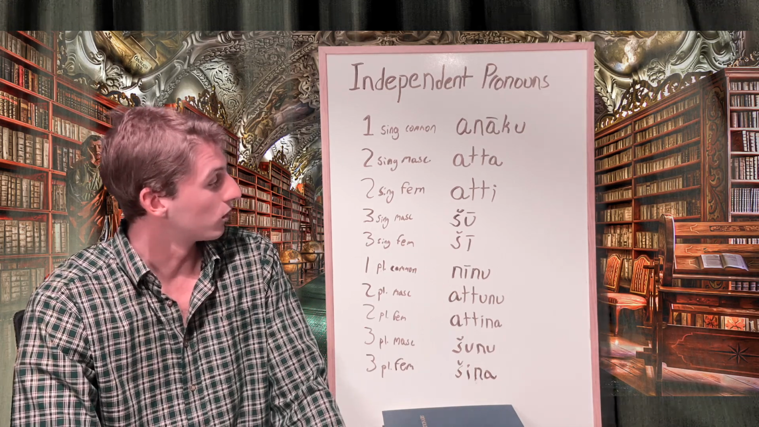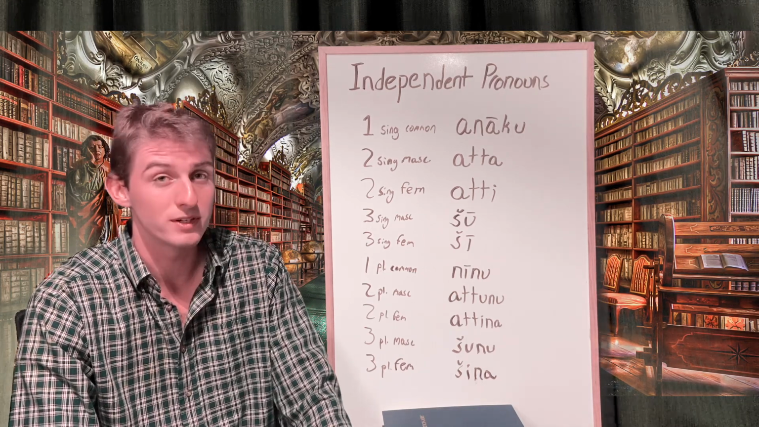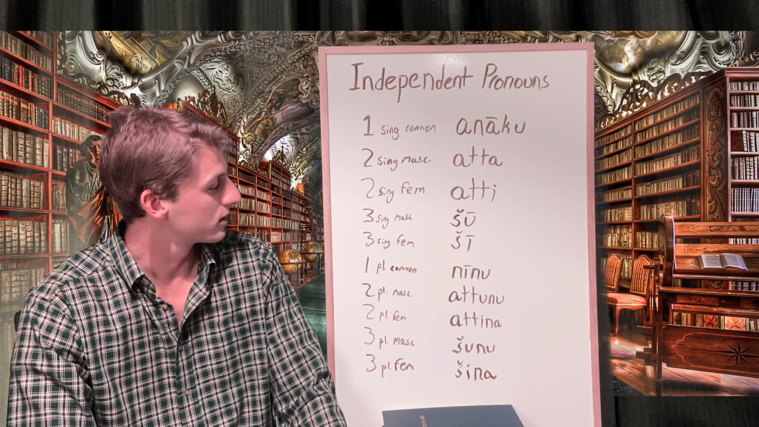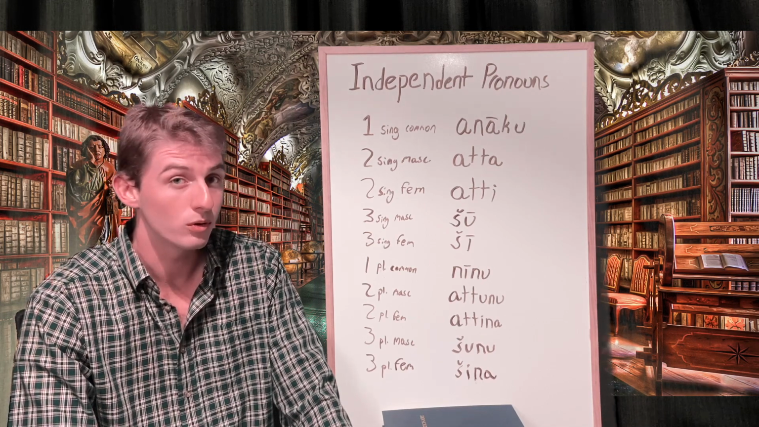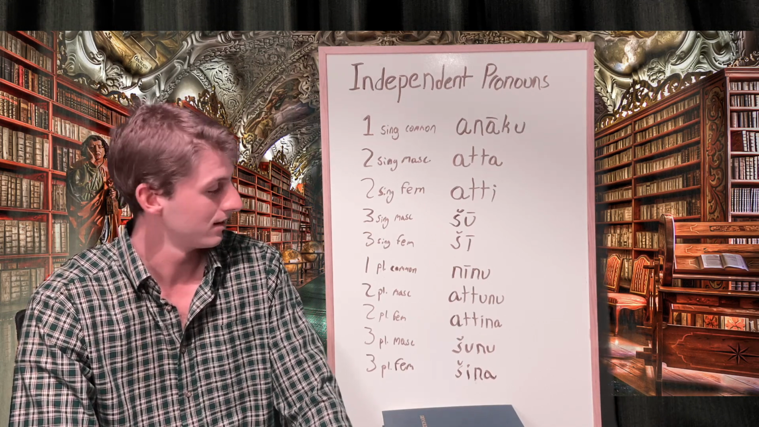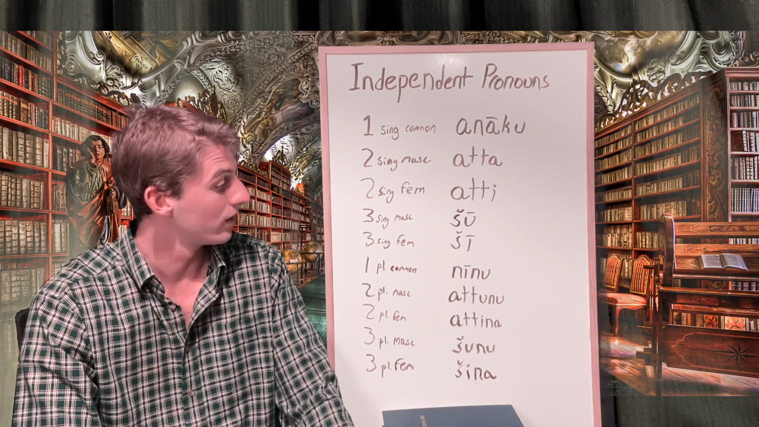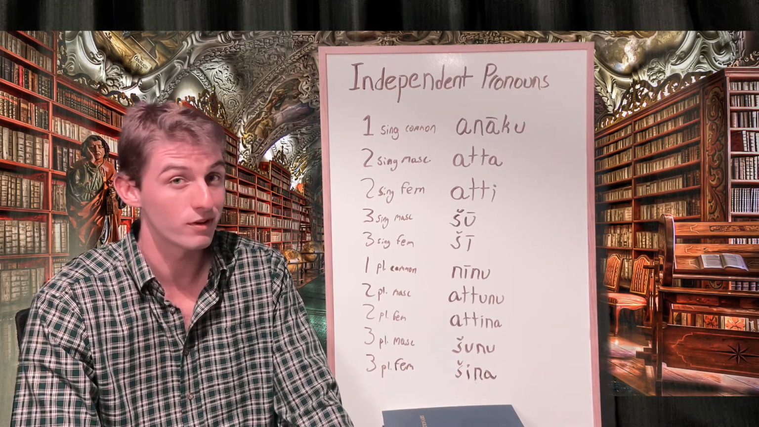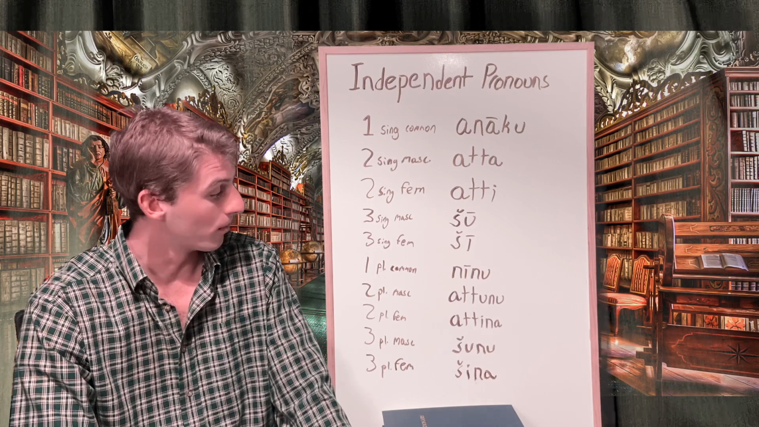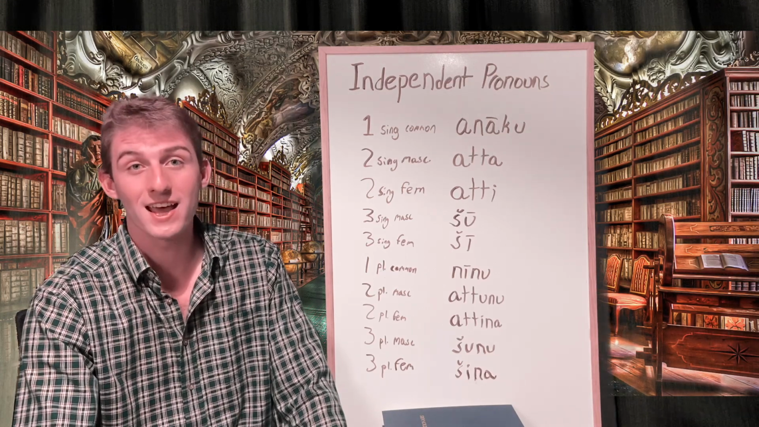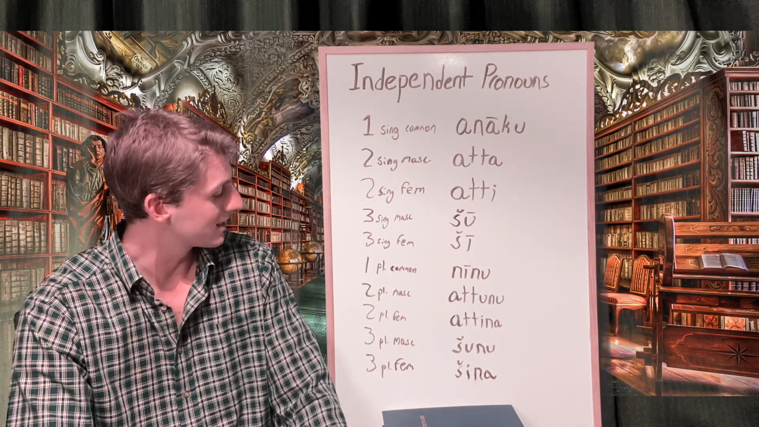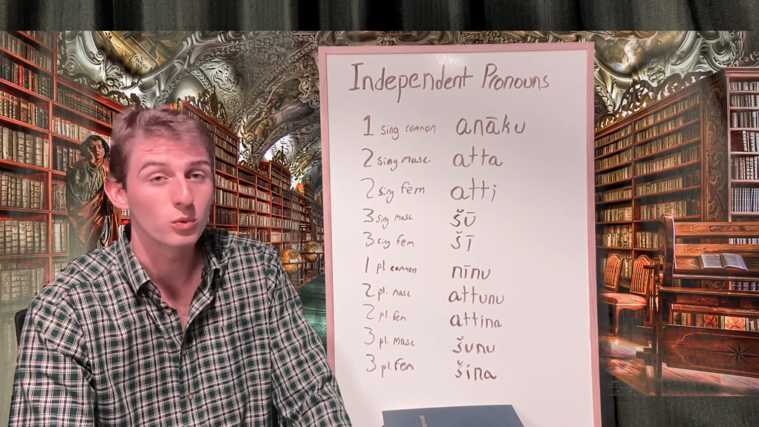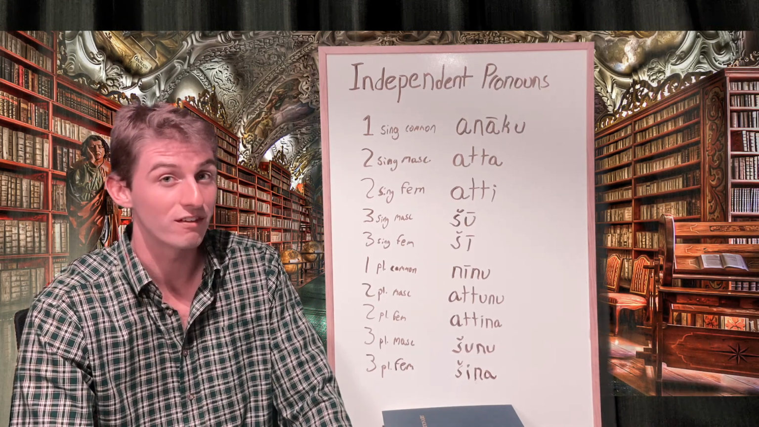The first person plural common, we have the word ninu, which means we. The second person plural masculine, we have the word atunu, which means y'all, but in the masculine. The second person plural feminine, we have atina, which means y'all in the feminine. And the third person plural masculine, we have the word shunu, which means they in the masculine. And lastly, in the third person plural feminine, we have the word shina, which means they in the feminine.